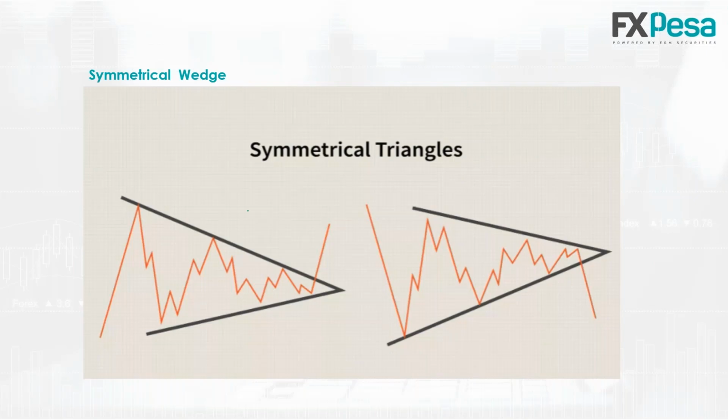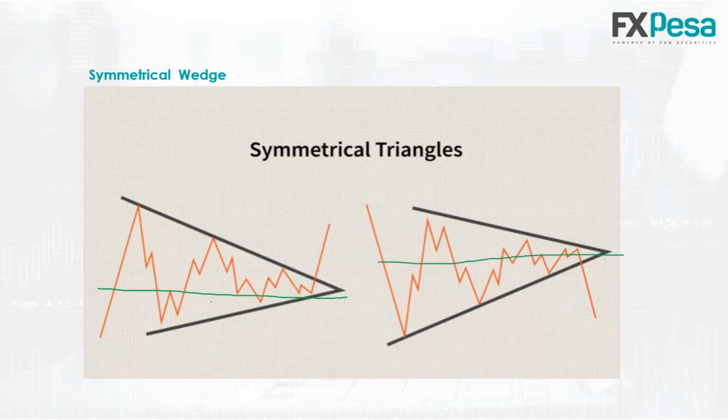Now we had the rising wedge, the falling wedge, but still you can have a symmetrical triangle, or symmetrical wedge. So in this case, if you check out, you can see it's like in between there, right? The price is oscillating in between that level, right?